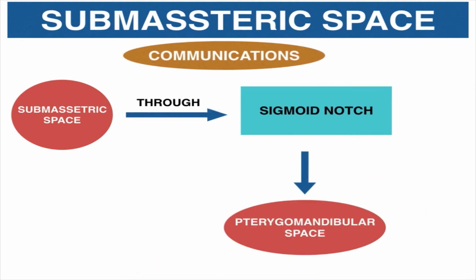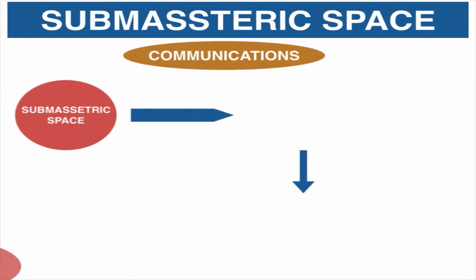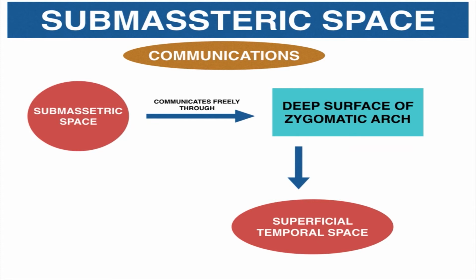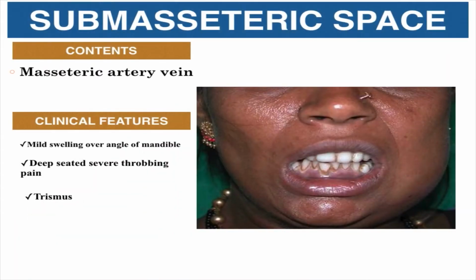Through the sigmoid notch, it communicates with the pterygomandibular space. Through the deep surface of zygomatic arch, it communicates to the superficial temporal space. Contents of the space is masseteric artery and vein. Hallmark sign of this space infection is trismus with a mild angle swelling and deep-seated throbbing pain.